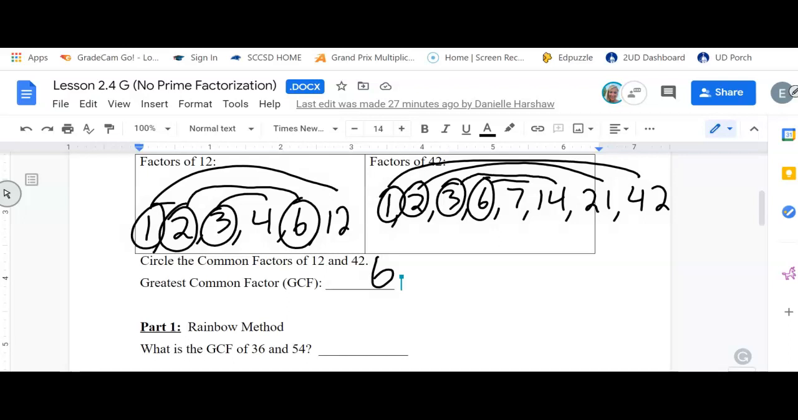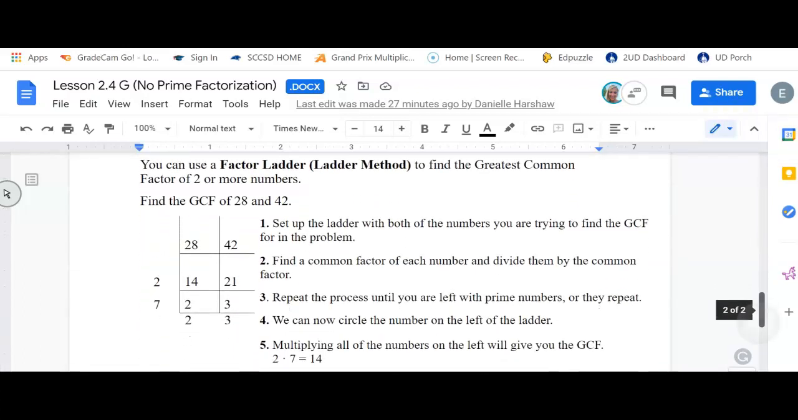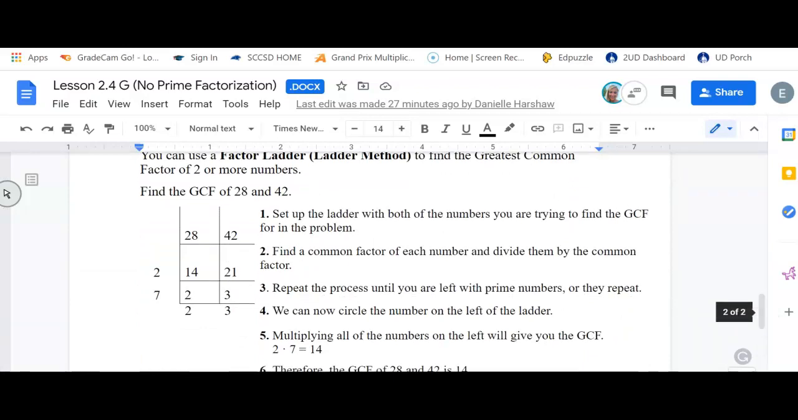Turn your paper over. We're going to do 12 and 42 with what's called the ladder method. So ignore this, all the steps for it. I'm going to do 12 and 42 because we've already answered that one. I'll show you how it works. So, ladder method. I'm going to list 12 and 42. Please do this off to the side with me. If you want to do it on the left side, there's more room over there, that's fine. Or in your notebook.